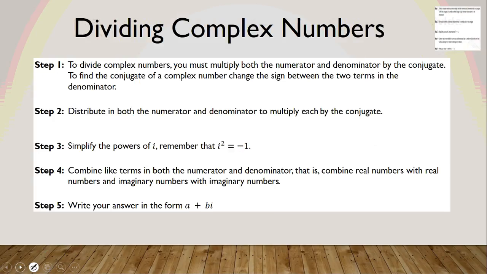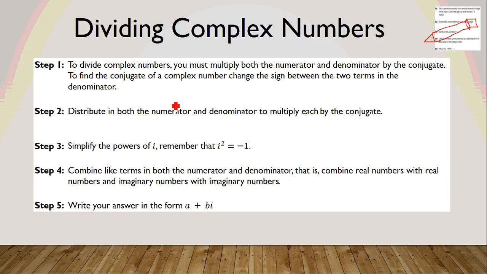Now let's go ahead and go into dividing complex numbers. So for this, we of course need to write this in our notes as well. You are about to divide complex numbers, ladies and gentlemen. To divide complex numbers, we must multiply by what's called the conjugate, okay?